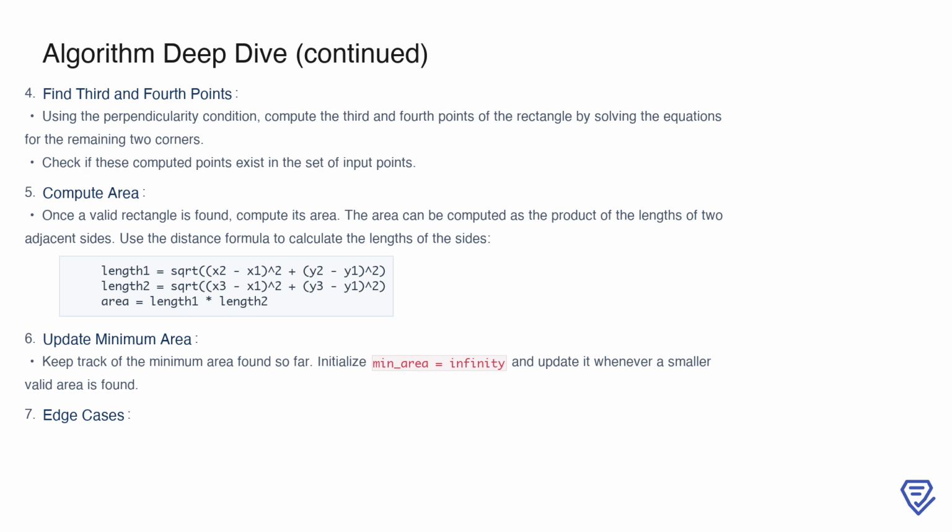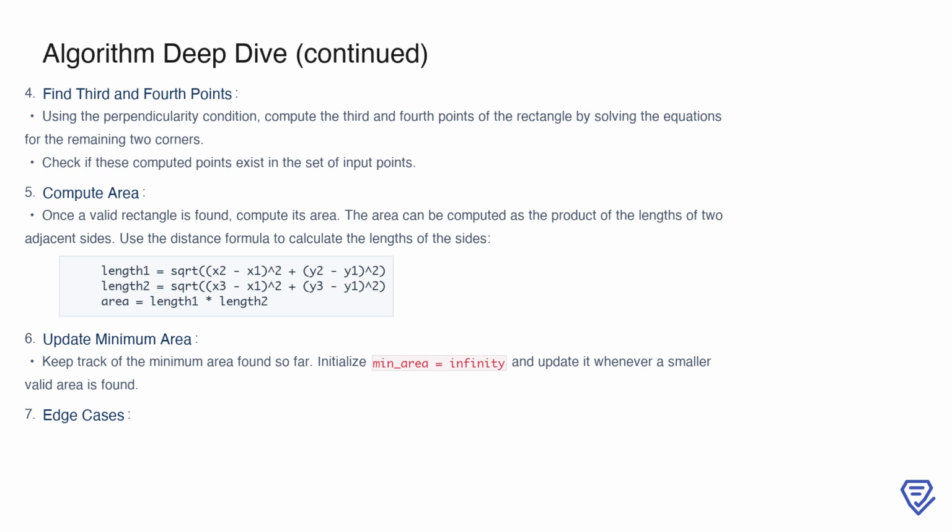With a valid rectangle identified, we then calculate its area. The area is the product of the lengths of two adjacent sides. These lengths are computed using the distance formula, which involves the square root of the sum of squared differences in x and y coordinates. For example, the length of one side is determined by the distance between P1 and P2, and the other side is calculated based on the distance between P1 and the third corner. Once the area is computed, we compare it with the minimum area found so far. If the new area is smaller, we update our minimum.